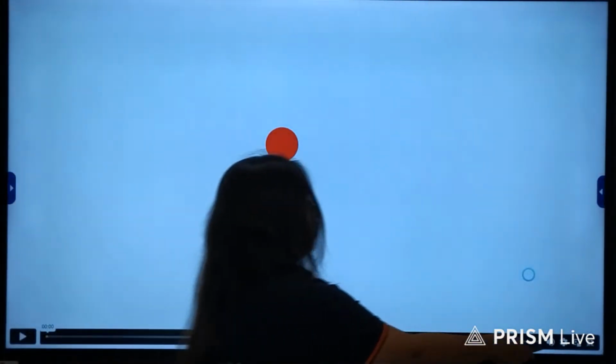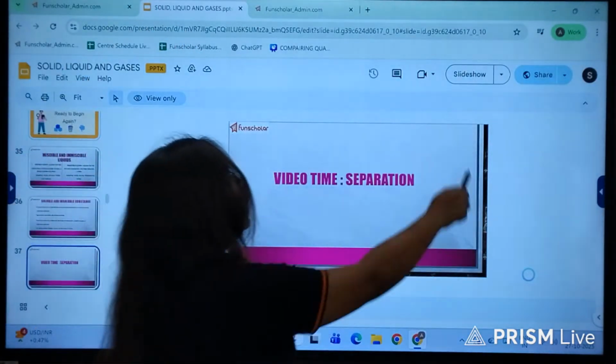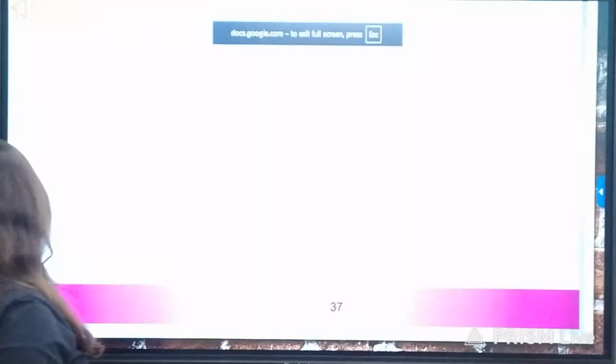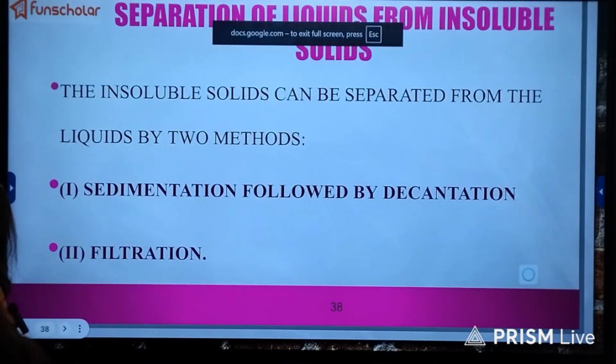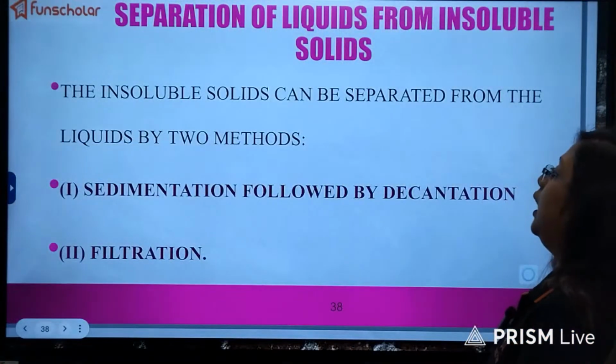So here is a video about separation techniques in miscible and immiscible liquids. We have already seen the whole video. Now let's get back to our lecture. That is separation. We have already seen it. Let's learn about it in detail, theoretically.